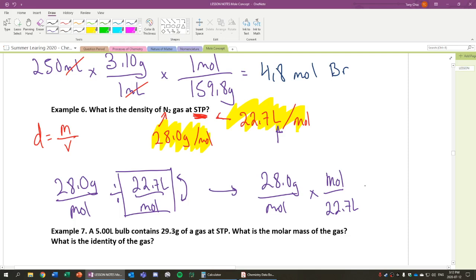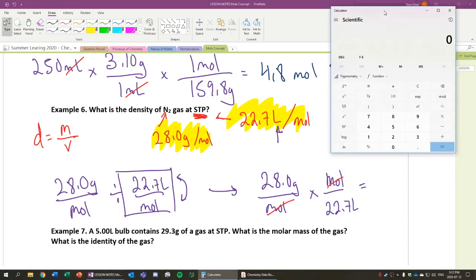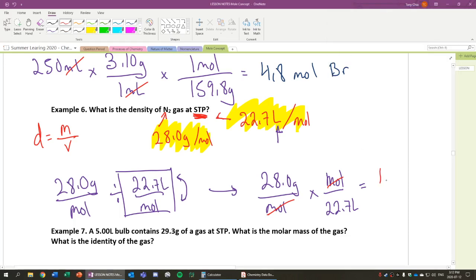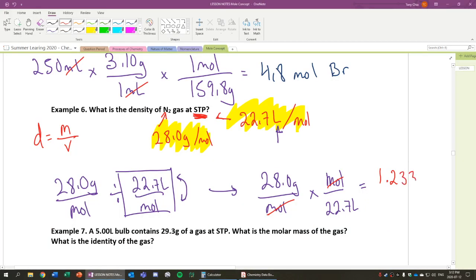Okay. And if we were to cancel now, moles cancel out, and we're going to get the density of our substance, N2. 28 divided by 22.7, we're going to get 1.233. So I'm just going to round it to 4 digits. 1.233 grams per liter. So it's approximately 1.233 grams for every liter of nitrogen gas. And that's our density.